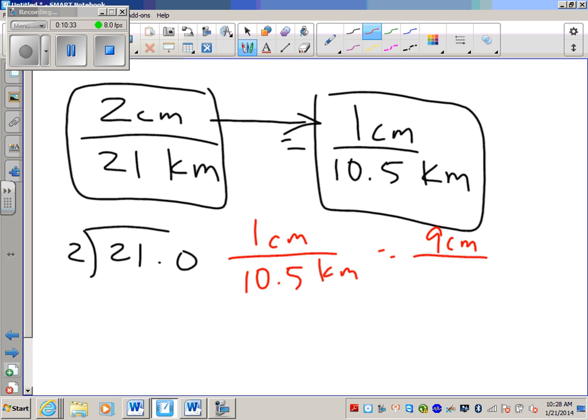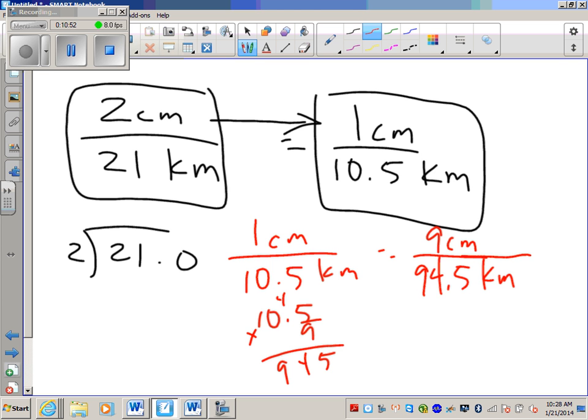Is there a relationship between 1 and 9? Times 9. So what do I have to do with the 10.5? Times 9. And 10.5 has how many decimals? So 94.5. Mm-hmm.